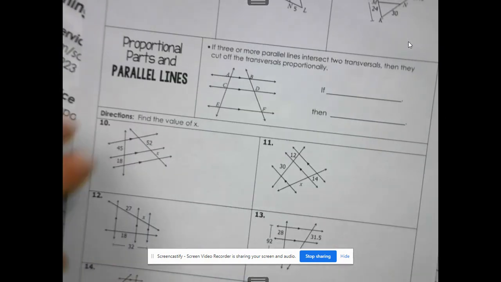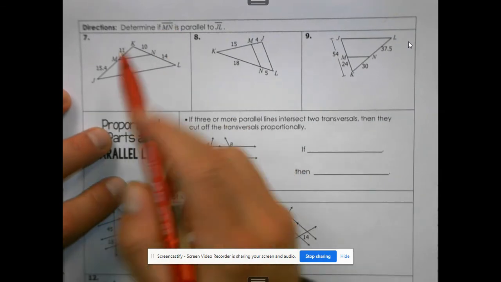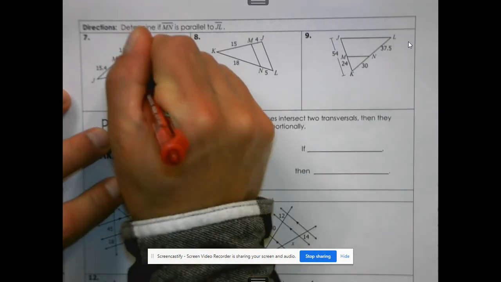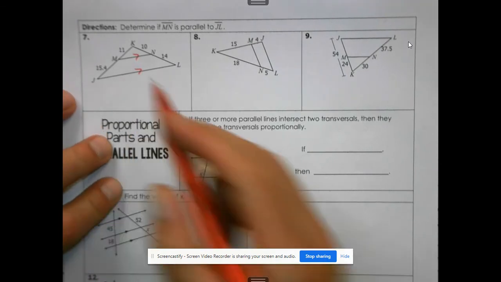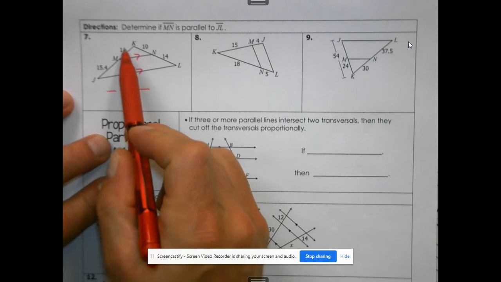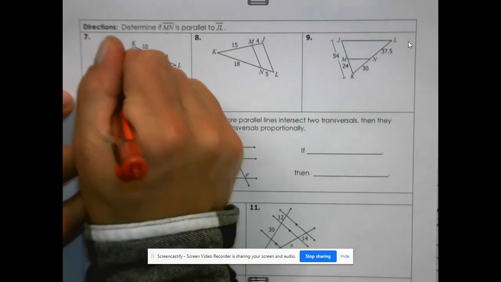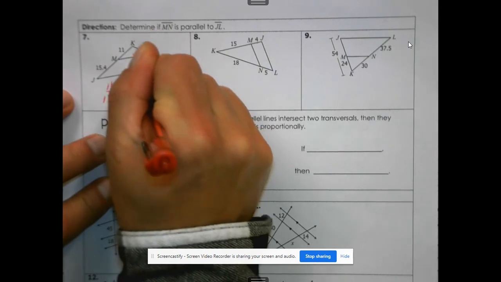Back page. For number 7, 8, and 9, they want to know, is the mid-segment parallel to the bottom line here? So what you do is you got to set up your proportion. Stay consistent, just like the front page. I'll go top down, top down. 11 over 15.4 is 10 over 14.